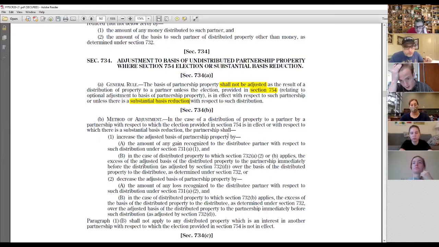So we increase the adjusted basis of partnership property by A, the amount of any gain recognized to the distributee partner with respect to such distribution under 731A1. Well, what's 731A1 gain? That's where the distributee partner receives cash in excess of that partner's outside basis. So if the distributee partner recognizes gain because he or she receives cash in excess of her outside basis, then that excess is going to also increase the inside basis of partnership property.